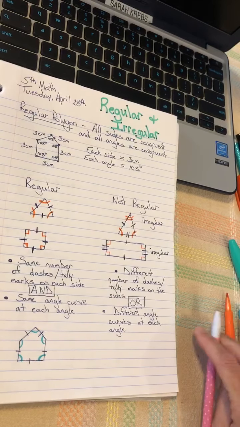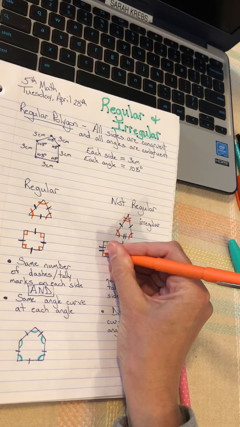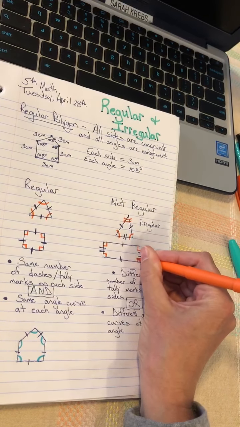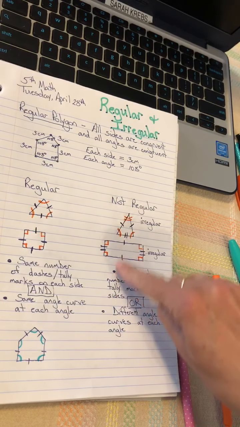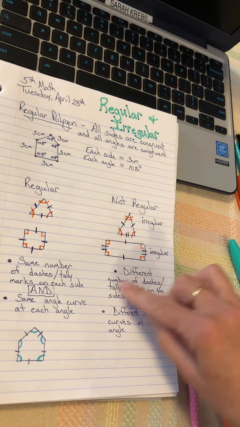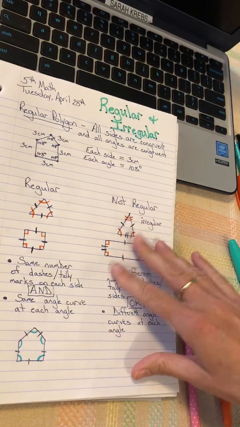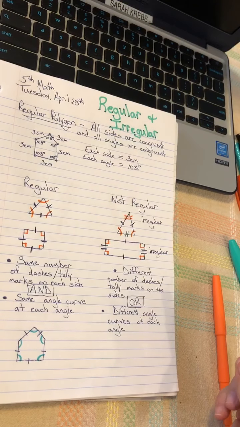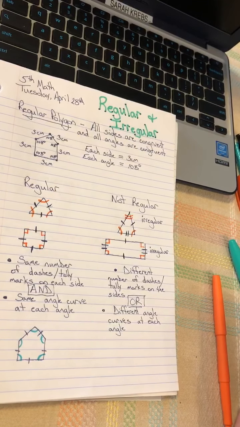this is irregular, okay? The angles, because it's a rectangle, the angles are all 90 degrees, right? So the angle part works, but the sides are not the same. So if one of the sides or one of the angles are not congruent, then we have to classify that as an irregular polygon. Okay, so let's give you another example of that.